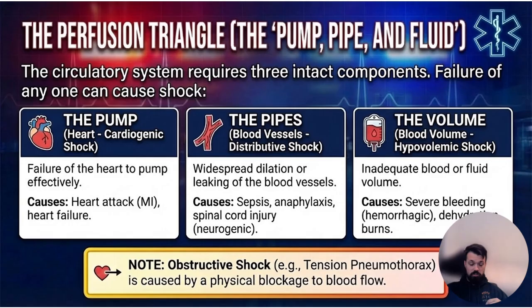Then we have a volume issue. With the fluid levels in the body, it's either referring to hydration or blood itself. Causes can be severe bleeding, like hemorrhagic shock. You can also have dehydration and or burns.